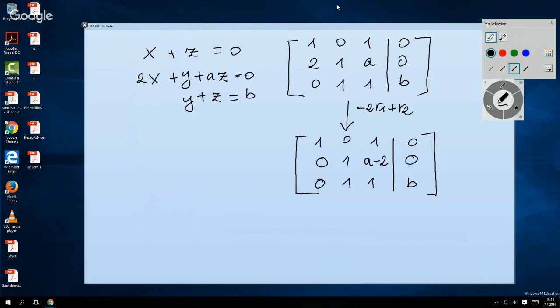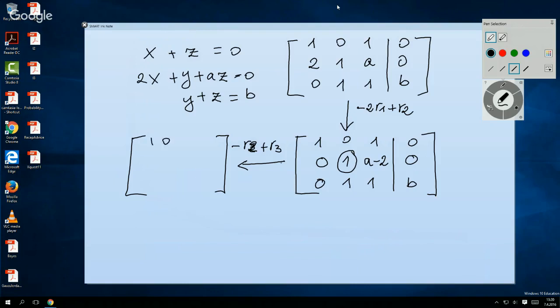So what is it that you think I would want to do now? Okay, I already have a 1 here. That's good. That's what it should be. What I want is to get something below that 1. I want to get a 0. So how do I get a 0 there? Well, we just subtract the second row from the third. Minus row 2 plus row 3. Okay, so what is it that we get?